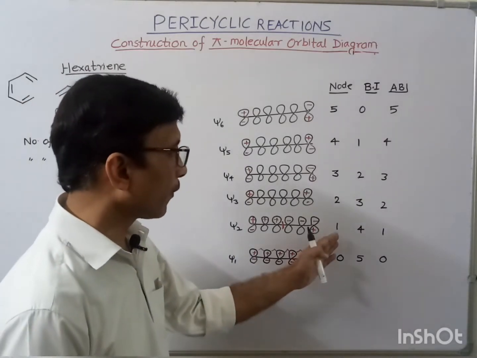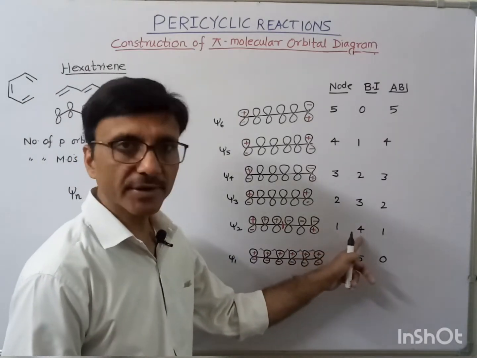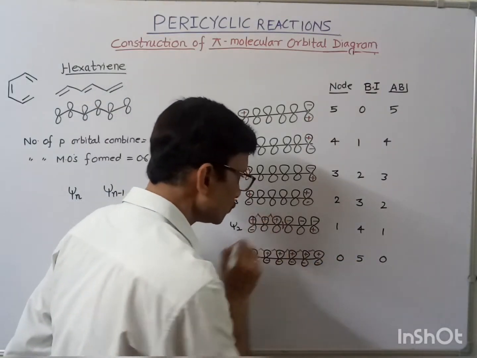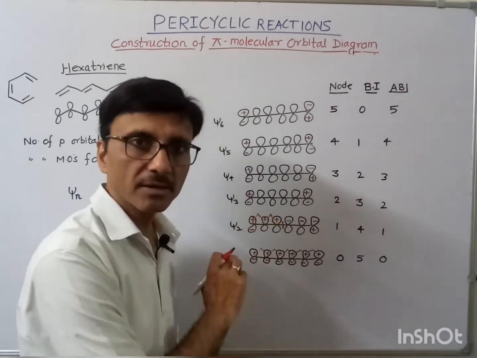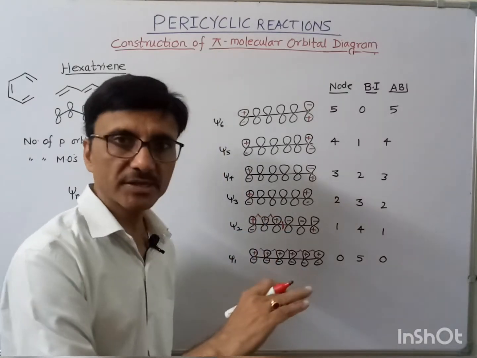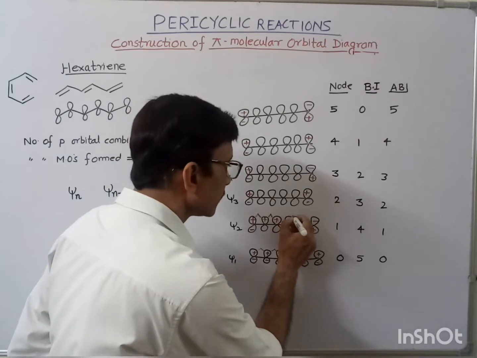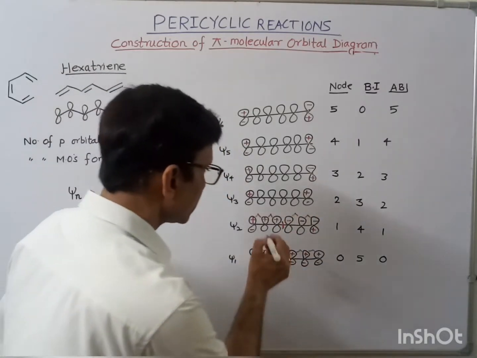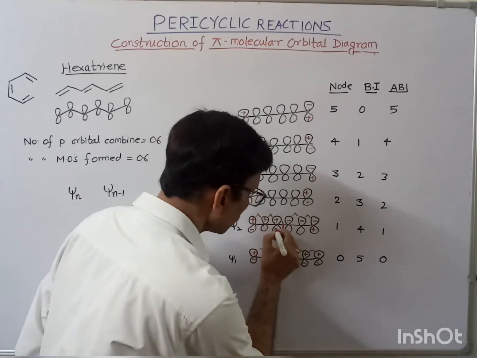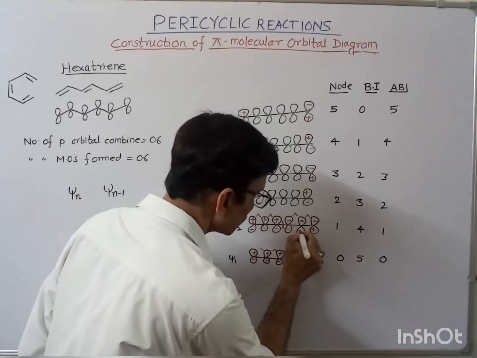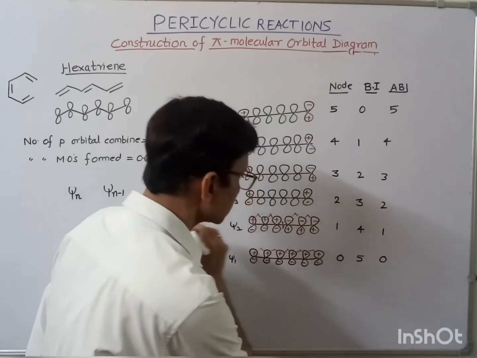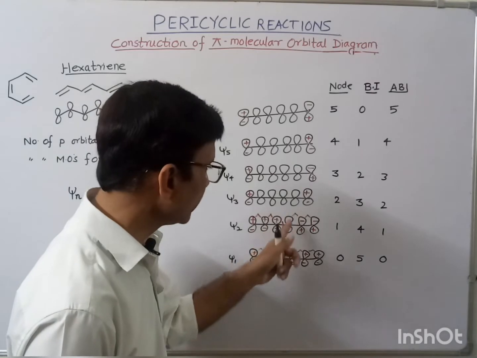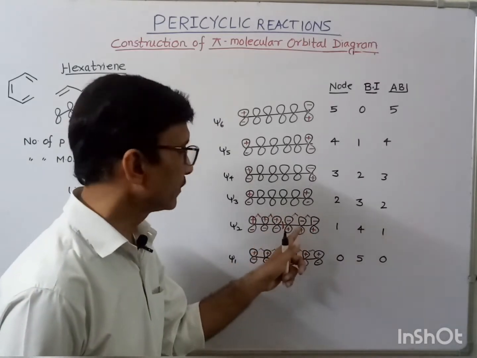Now if you see the bonding interactions, how many are there? 4. So how can we see it? This is 1, this is 2, plus plus, the same sign, then bonding interaction. If different signs, anti-bonding interaction. Minus minus, minus minus. Okay, and I should give the sign of the lower lobes also, like this. Anti-bonding interaction is 1, so the only anti-bonding interaction is in the middle.